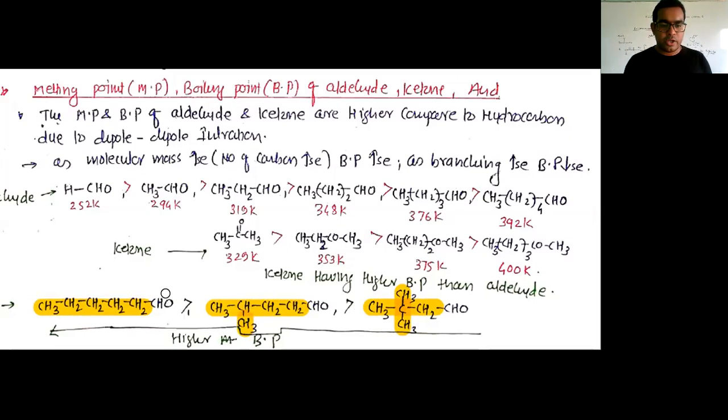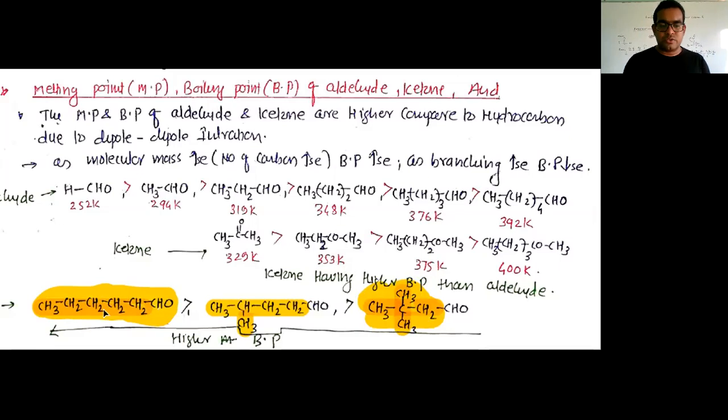But in this molecule, it consists of more amount of surface area. This is the amount of surface area. Here it consists of comparatively less amount of surface area, and here it consists of comparatively less amount of surface area. Means we can say that for isomeric aldehyde and ketone, as surface area increases, melting and boiling point increases, and hence it has more surface area. So we can say this in this way, as branching increases.